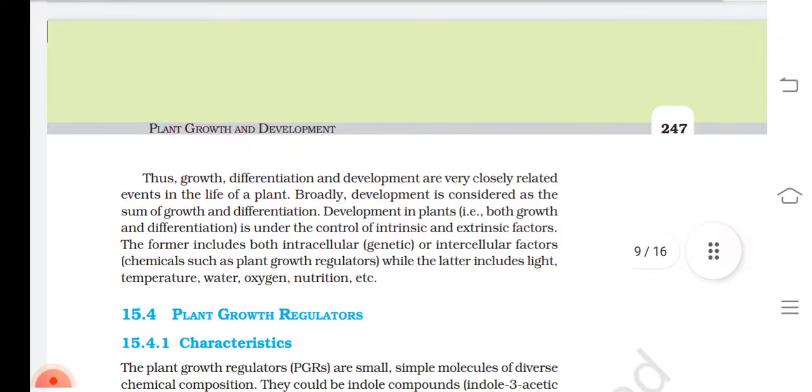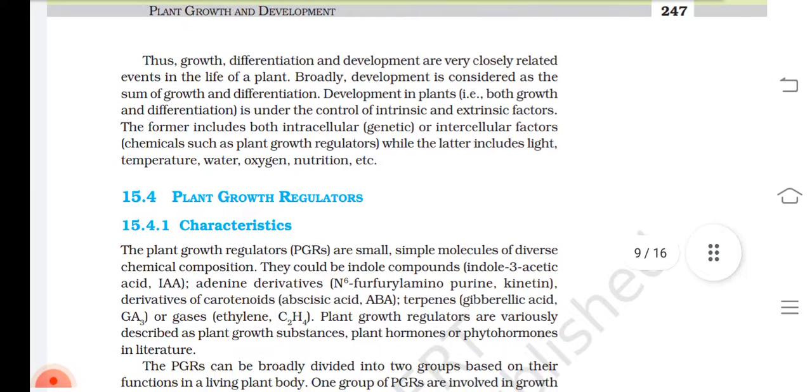Thus, growth, differentiation and development are very closely related events in the life of a plant. Broadly, development is considered as the sum of growth and differentiation. Development in plants, that is, both growth and differentiation, is under the control of intrinsic and extrinsic factors. The former include both intracellular genetic or intercellular factors such as chemicals like plant growth regulators, while the latter includes light, temperature, water, oxygen, nutrition, etc.